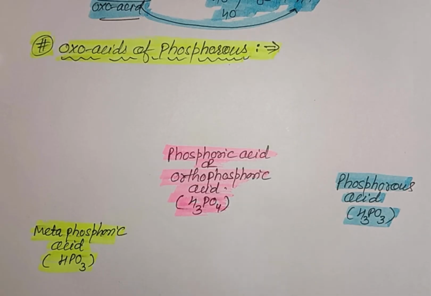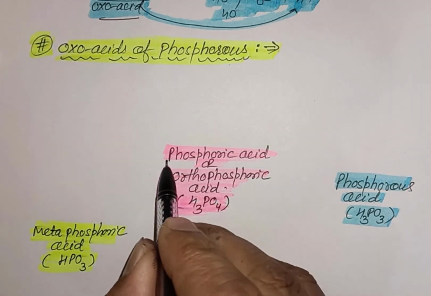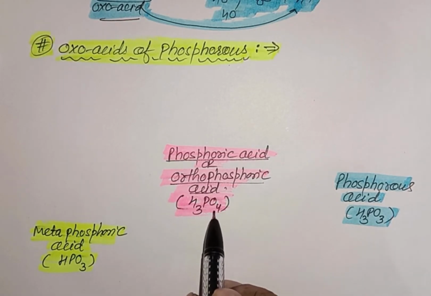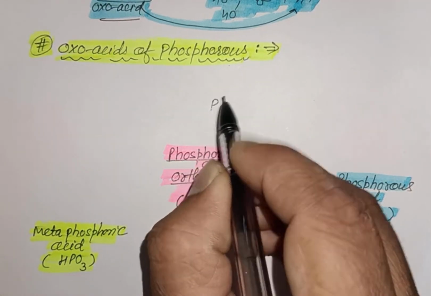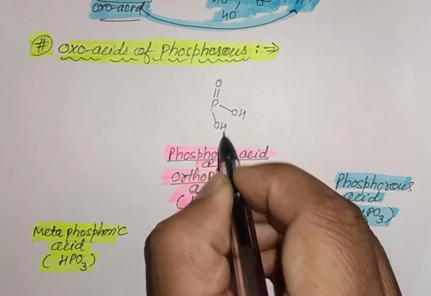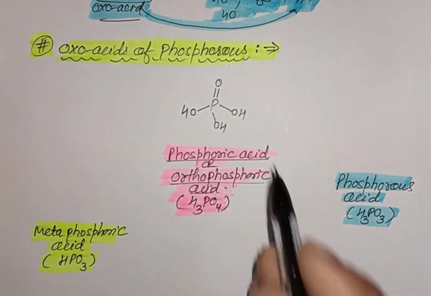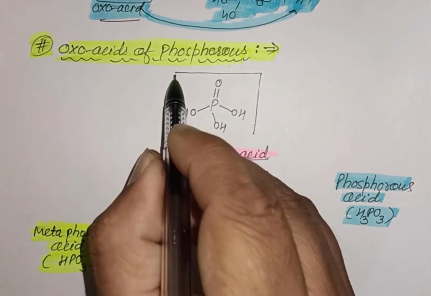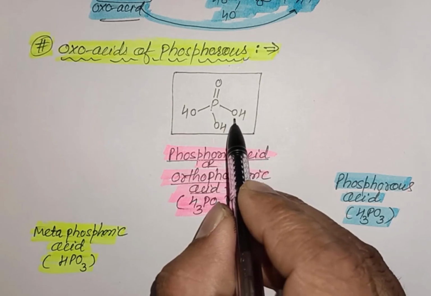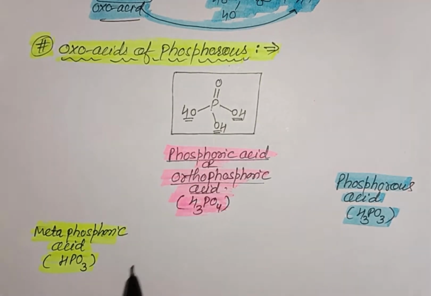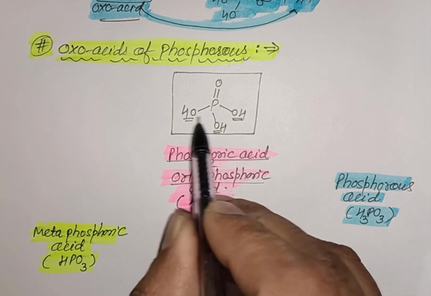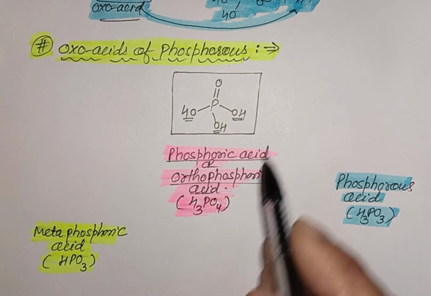If we talk about the structure of the oxophosphoric acids, the first one is the phosphoric acid, or I can say orthophosphoric acid. Its chemical formula is H3PO4 and structure is P, phosphorus, double bond, oxygen, then OH, there is also OH and there is also OH. This is the structure of orthophosphoric acid. In orthophosphoric acid there are 3 OH bonds. One OH bond represents the basicity. So it is having 3 OH bonds, so H3PO4 is the tribasic acid.